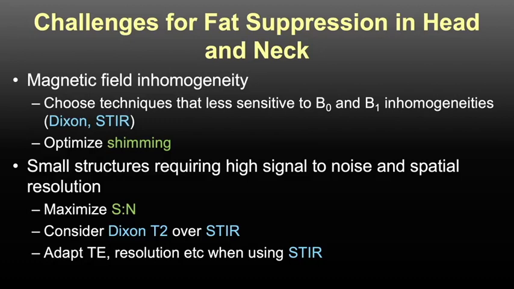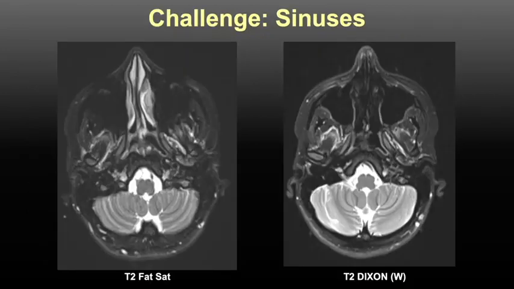And the way you do that is by doing good local shimming, both through the software of the scanner, and also you can consider things like saline bags to reduce that anatomic variation between your neck and your shoulder, for example. And to address the fact that you have smaller structures, you want to maximize your signal to noise. So perhaps you want to consider Dixon T2 techniques over STIR. When you do use STIR, you want to really maximize the signal to noise by changing other variables such as TE or imaging resolution. So here are some examples of those challenges that we may face.